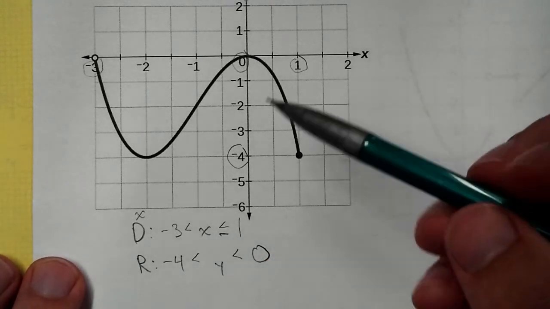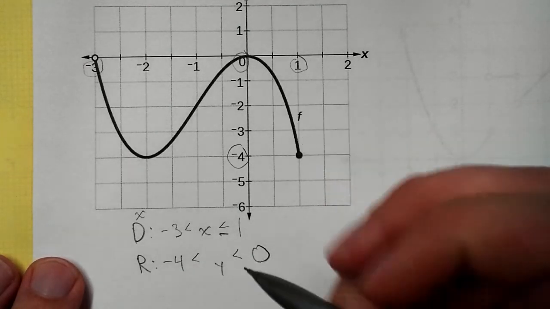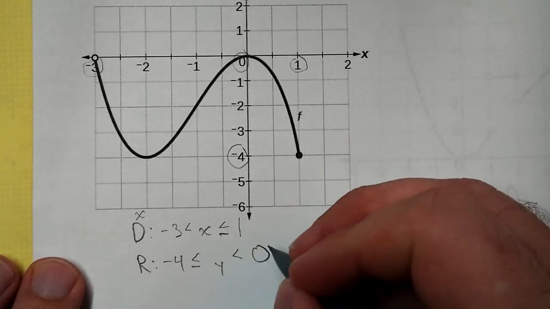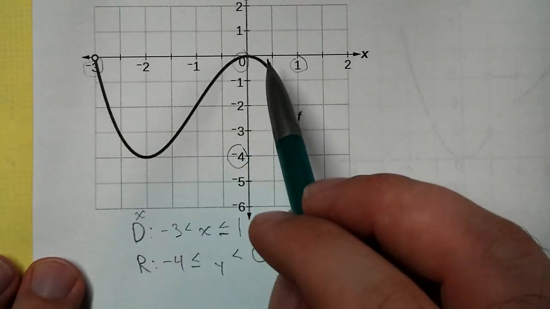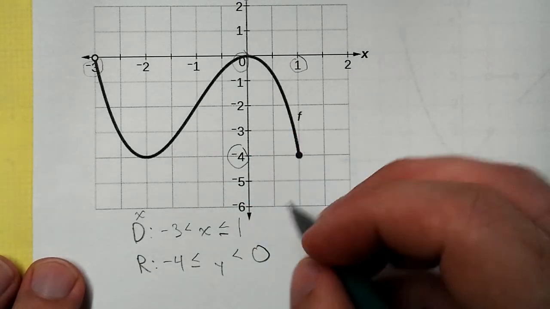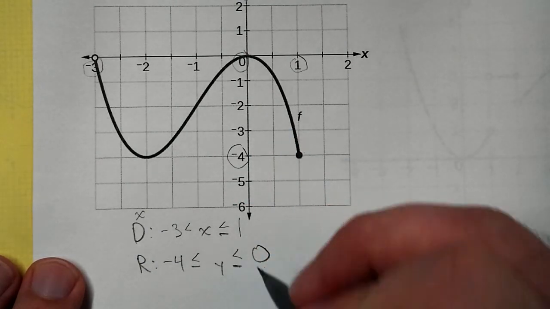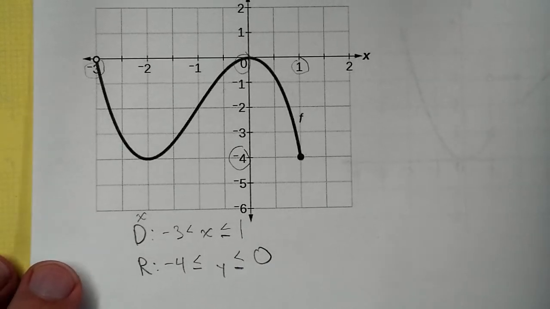Now, here's where some of you might get tricked. At -4, closed circle, so make sure to underline this. At 0, even though over here it's an open circle, over here it's part of the line, so it does get included. So that 0 is also underlined. How'd you do? Good? Alright, let's try another one.